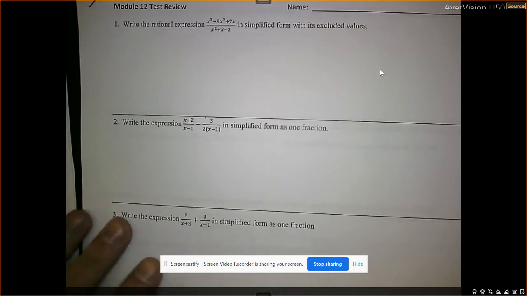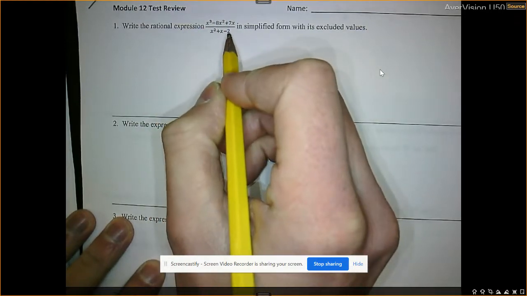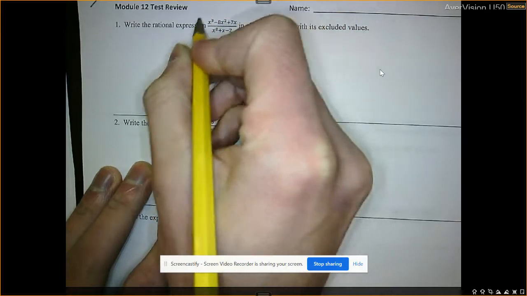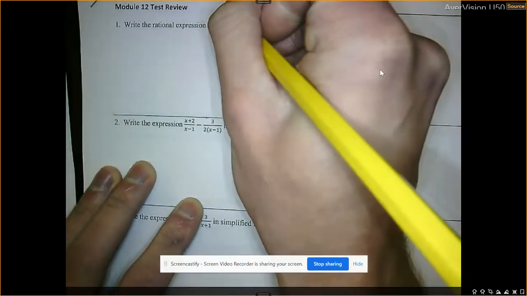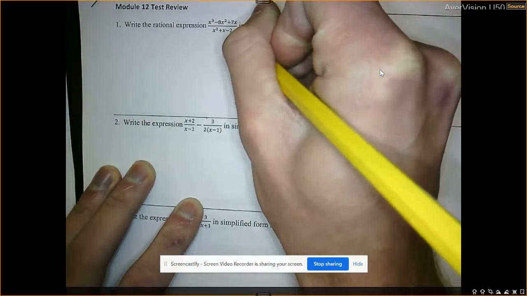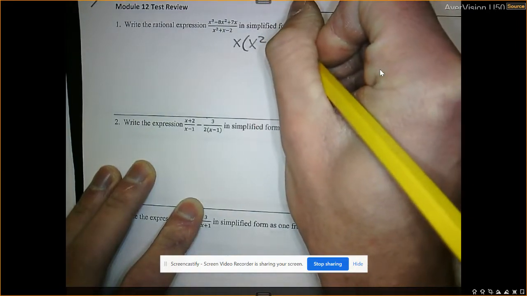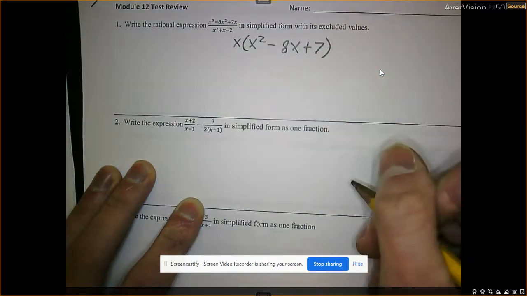So, starting off with the first one, if we're going to simplify this, we need to factor both the top and the bottom. First thing you should notice, the top here has an x in every single one of them, so I'm going to pull an x out, and that top is going to become, pull an x out of x to the third is x squared. Pull an x out of 8x squared, well, that's just 8x. Pulling an x out of everything.